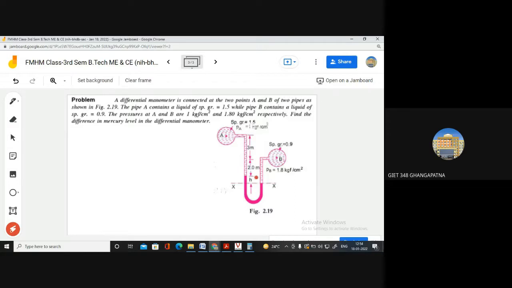Where do you see mercury? This is your mercury or not? Yes, sir. Which parameter? Difference in mercury level in the differential manometer. You have to find the height h. See, h is the difference in mercury or not? See the color. So that h you have to find out. Okay, write down the question fast.